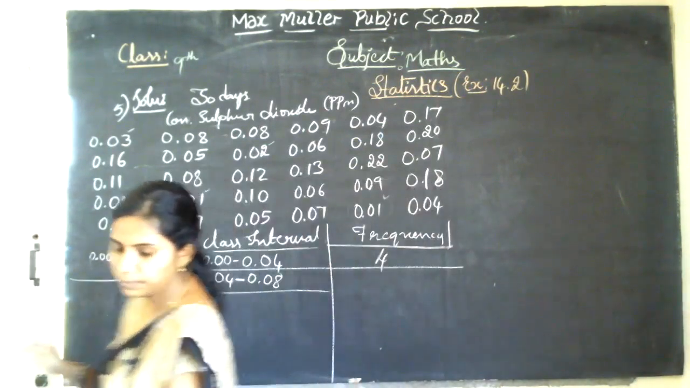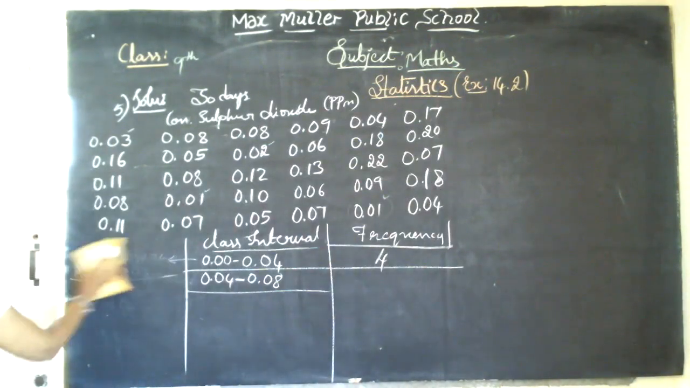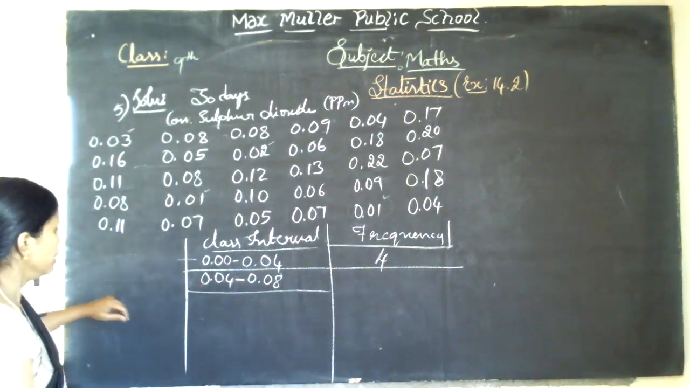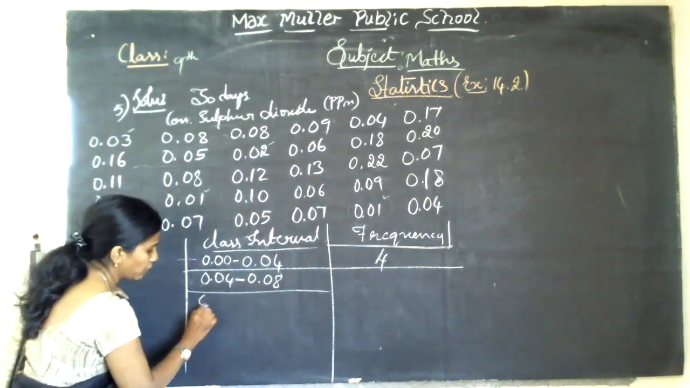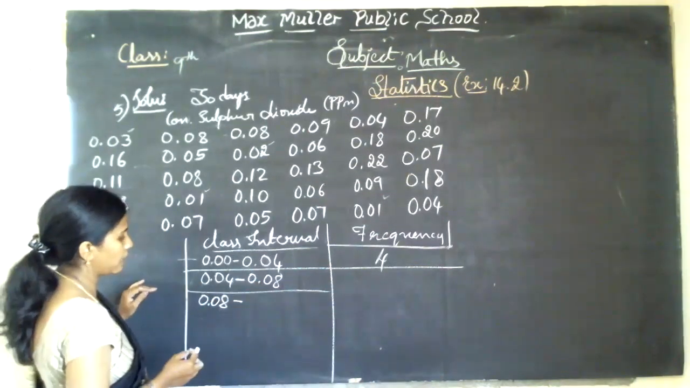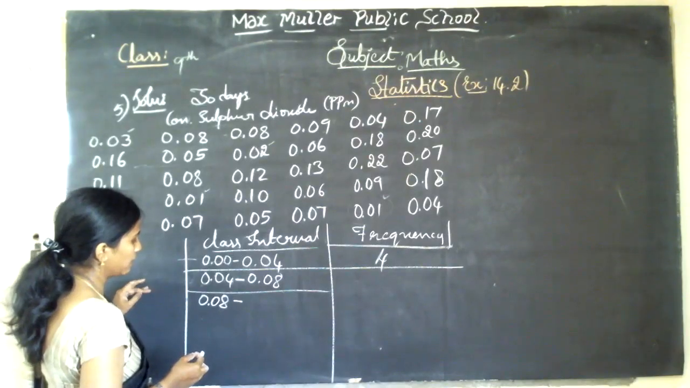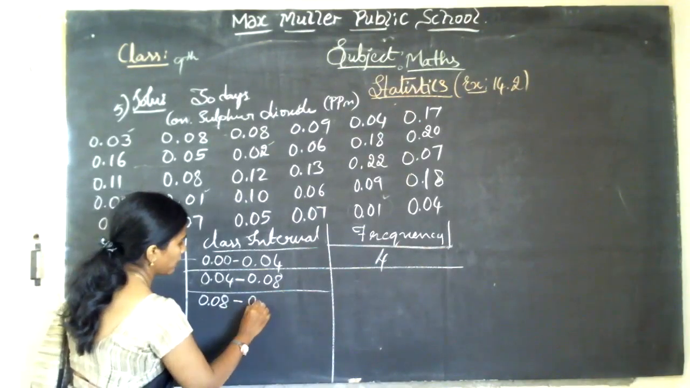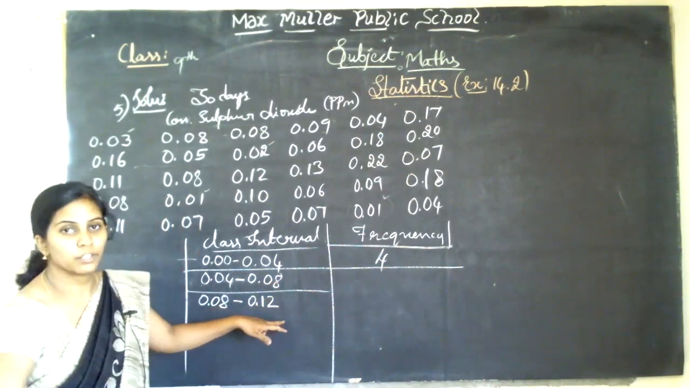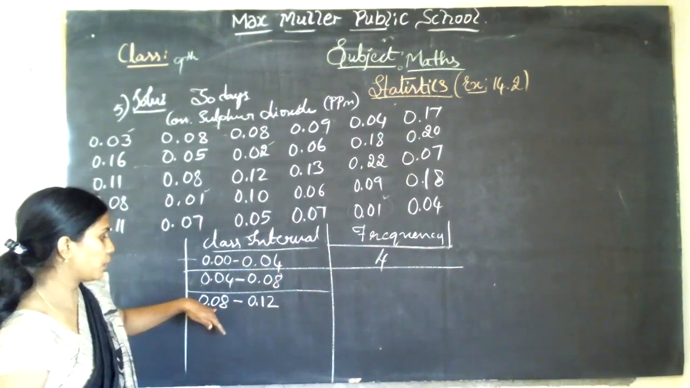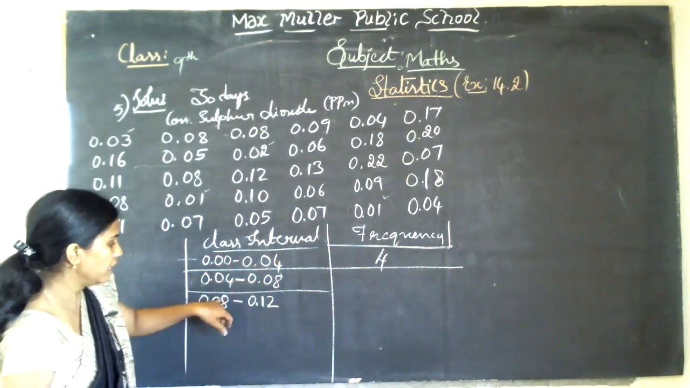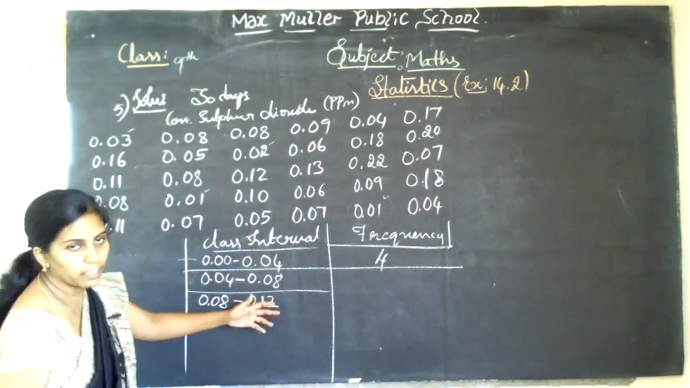As I told you, 0.04 is the lower limit. So 0.08. Next, what do you have to write? 0.08 to 4, 5, 6, 7, 8, 9, 10, 11, 12. So you have to take till 0.12. Observe the range. 4 ones are 4, 4 twos are 8. Like 4 ones, you have to take the table.